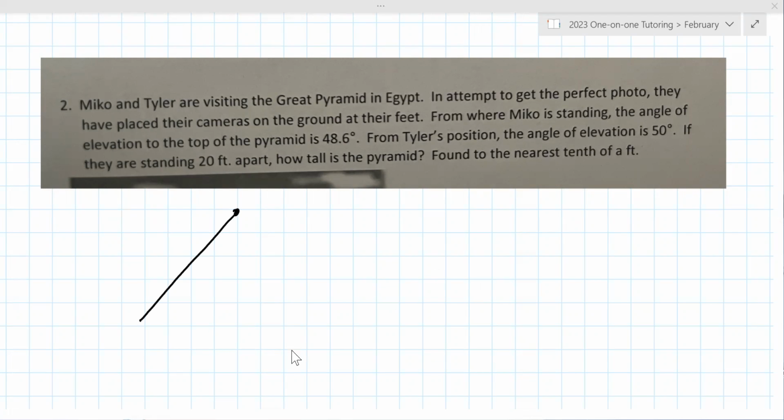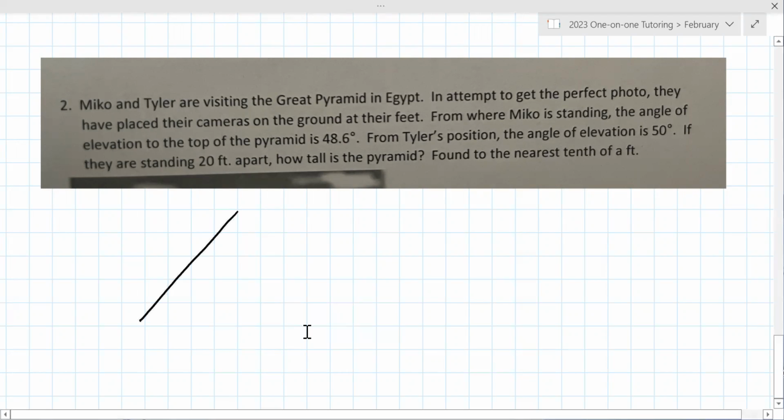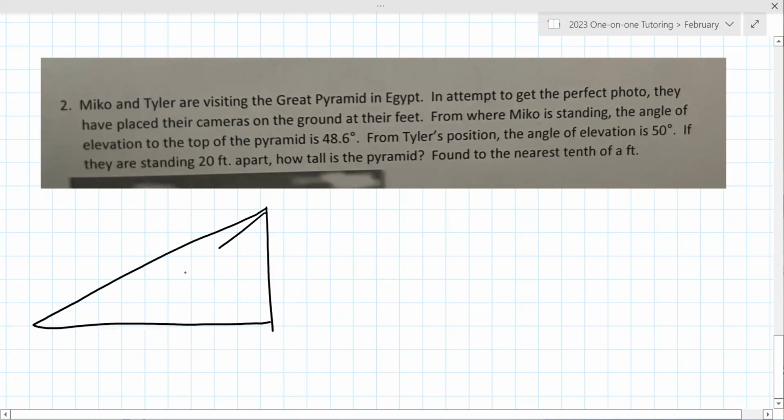All right. So again, you sort of draw the triangle as they give it, and then you're going to break it apart. So there are these two triangles. This is 48.6, this is 50, and they're 20 feet apart. We want to know the height of the pyramid. And this will make more sense this time, to use x on the ground there. Is that okay?